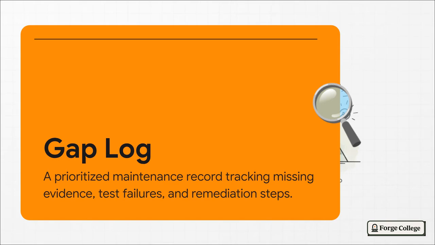And right alongside that checklist, we have the gap log. If the checklist is the manual, the gap log is your maintenance record. When you're going through your checks, you're going to find missing bolts or wonky scripts or tests that just don't pass anymore. It happens. The gap log is where you track every single missing piece of evidence, every test failure, and critically, the exact remediation steps required to fix them. It explicitly links unresolved issues to their owners, so nothing slips through the cracks.